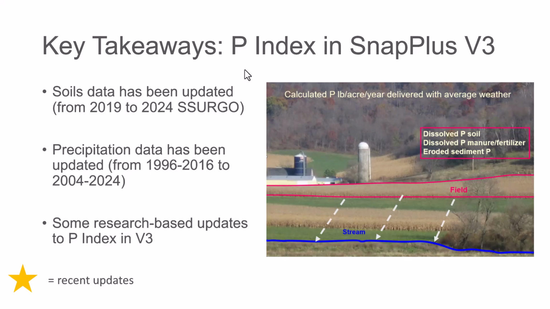And then finally, the third bullet point on this slide indicates that for the rest of the presentation, I'll be talking about some different research-based updates that are happening to equations within the phosphorus index. And I'll indicate those on the following slides with a star to let you know what are some of the different parts of these equations that we've updated based on research that has been conducted in Wisconsin.